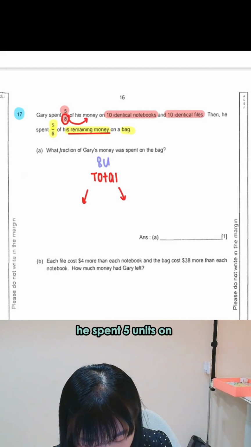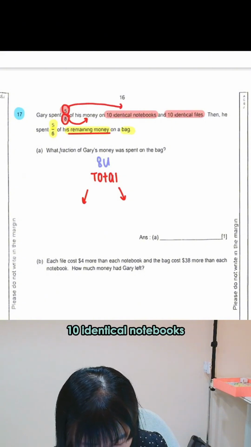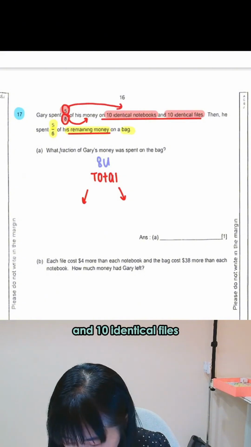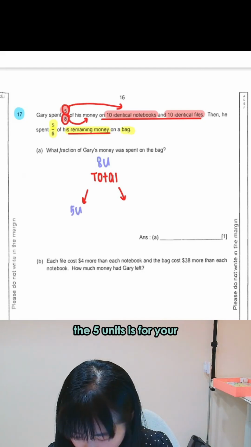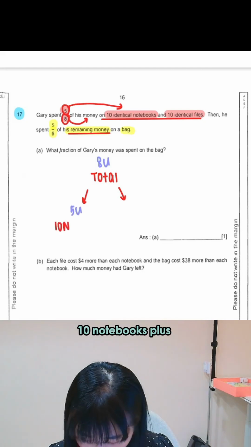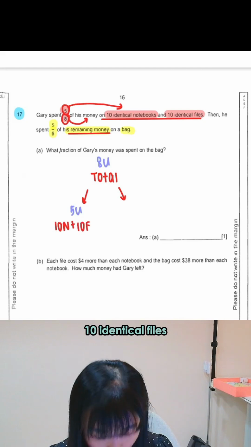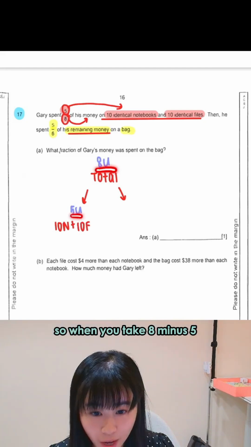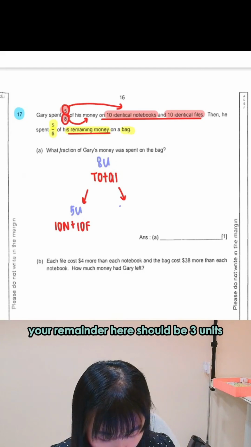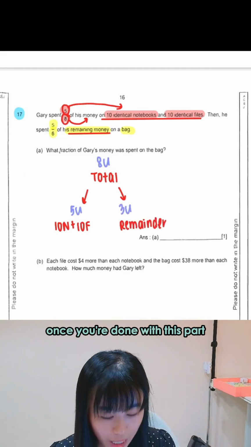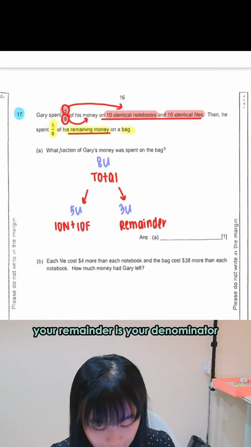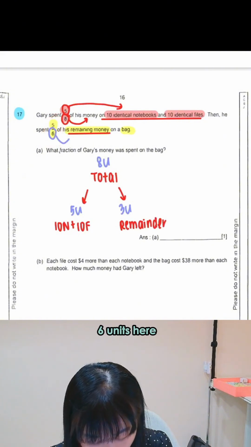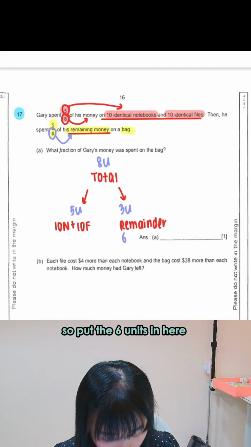And out of it, he spent 5 units on 10 identical notebooks and 10 identical files. Branch out that time, the 5 units is for your 10 notebooks plus 10 identical files. So when you take 8 minus 5, your remainder here should be 3 units. Once you're done with this part, look at the next fraction right here. Your remainder is your denominator, 6 units here. So put the 6 units in here.